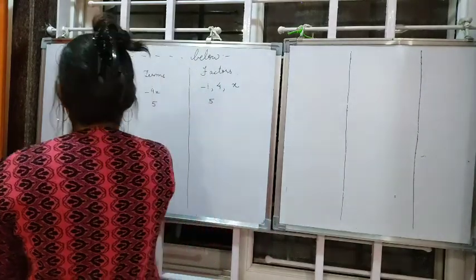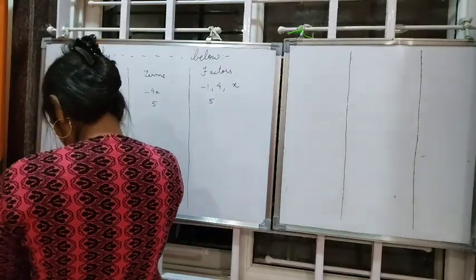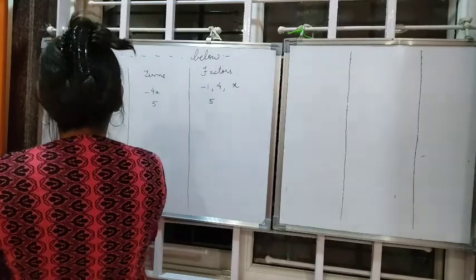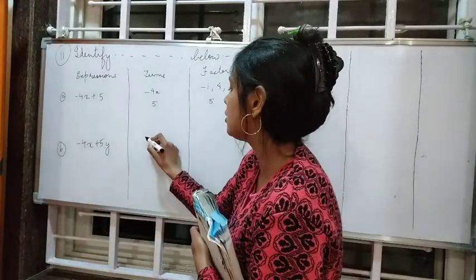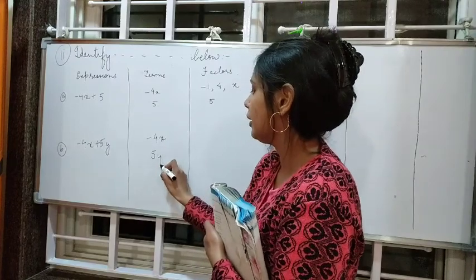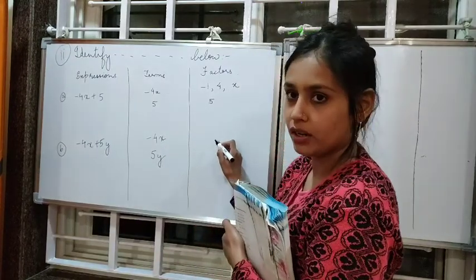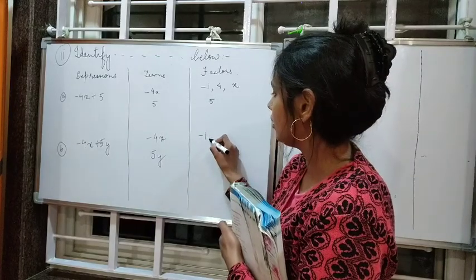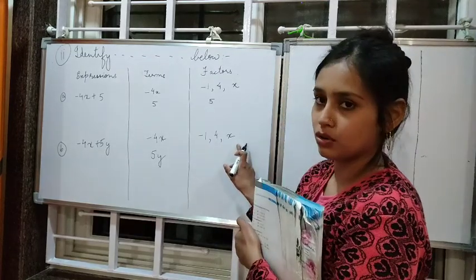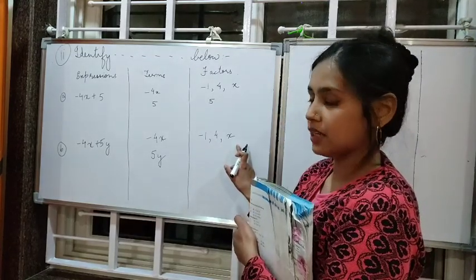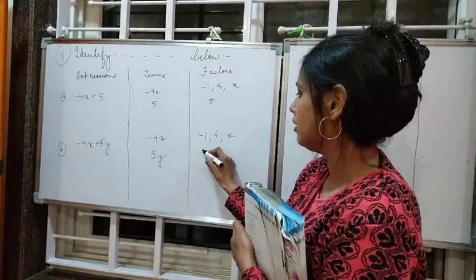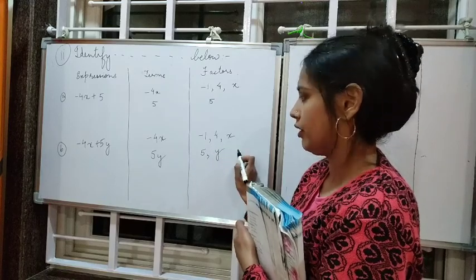Then we go to B. B is minus 4x plus 5y. So what is the first term? Minus 4x. And what is the second term? 5y. Now let's go to the factors. What are the factors? Minus 1, comma 4, comma x. Children, we can write this in multiplication also, with a multiplication sign. There is absolutely no problem. And here 5 and y.